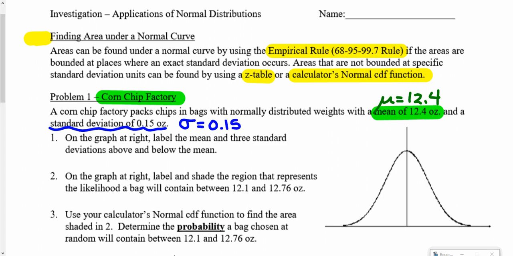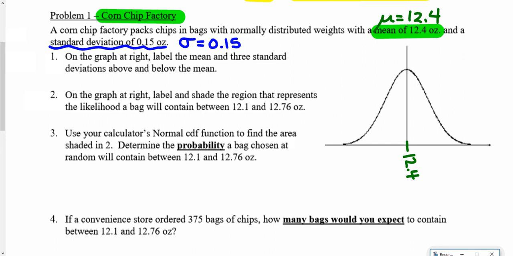All right. It says on the graph at the right, label the mean and 3 standard deviations above and below the mean. So the mean in a normal curve like this is always in the middle. So I go ahead and label the middle there as 12.4, and then I want to mark 3 standard deviations above and below the mean. So while I do that, remember your third standard deviation should be out in the tail, and then just space the other 2 equally. The third standard deviation in the tail, the other 2 spaced evenly.